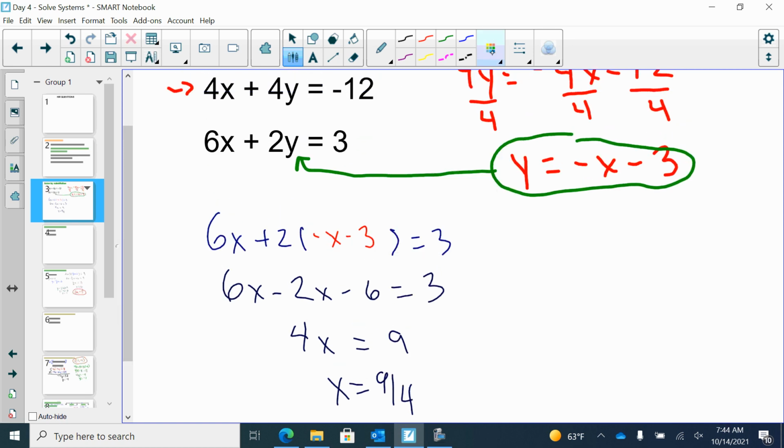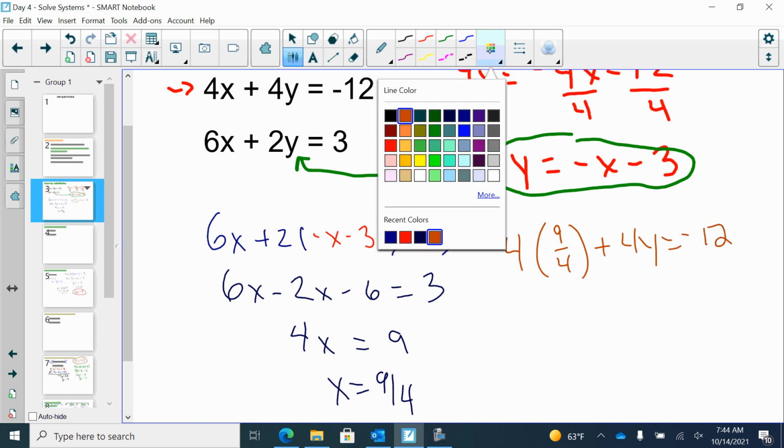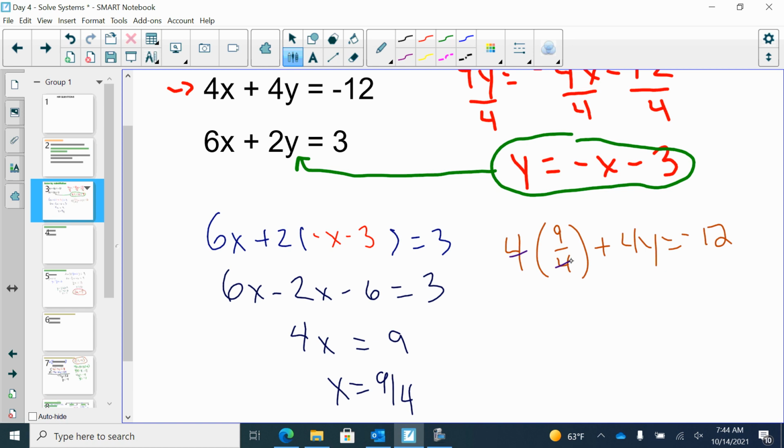Now 9 over 4, let's plug it in here so it'll cancel out. 4 times 9 over 4 plus 4y is negative 12. The 4's cancel. 9 plus 4y is negative 12. Subtract 9. 4y is negative 21. y is negative 21 over 4.